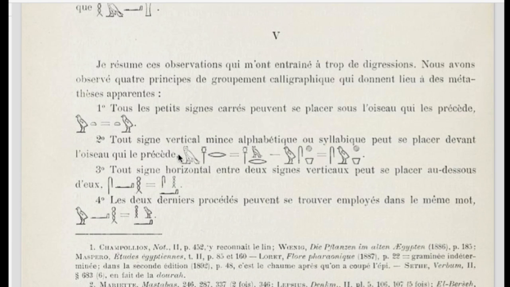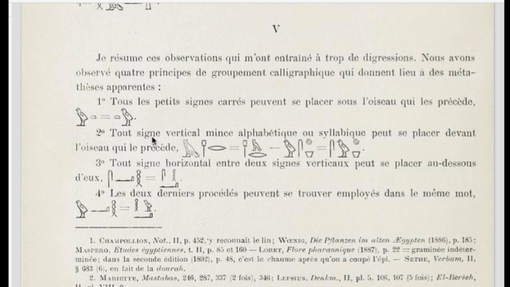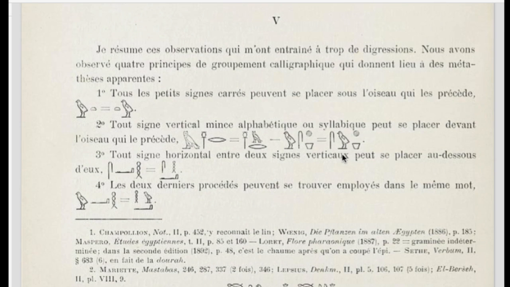Number two, any thin vertical alphabetic or syllabic, which means when he says syllabic, he's talking about whether they're biliteral or triliteral. So whether it's monoliteral, biliteral, or triliteral, he says any thin one of those may be placed before the bird which precedes it. And then he gives the example. So we have the owl coming first. Sometimes it's before the owl. The quail chick coming first. Sometimes it's before the quail chick.